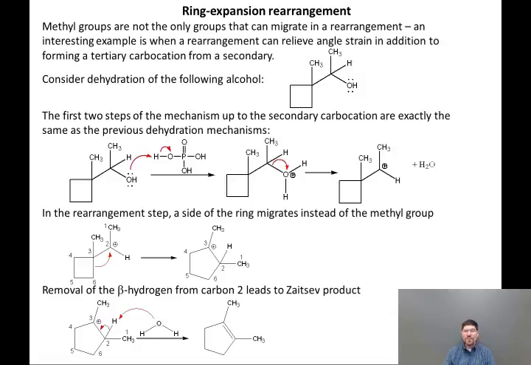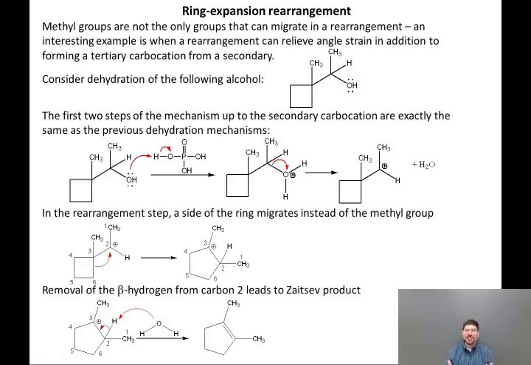So once more, the base is water, which is a small base. It removes the hydrogen on carbon 2, and then the electrons from the carbon-hydrogen bond go and form the double bond between carbon 2 and carbon 3, giving us the tetrasubstituted alkene. Okay, so carbocation rearrangements are one extra step that gets added to certain mechanisms. They happen under cases in which a secondary carbocation can rearrange into a more stable tertiary carbocation.